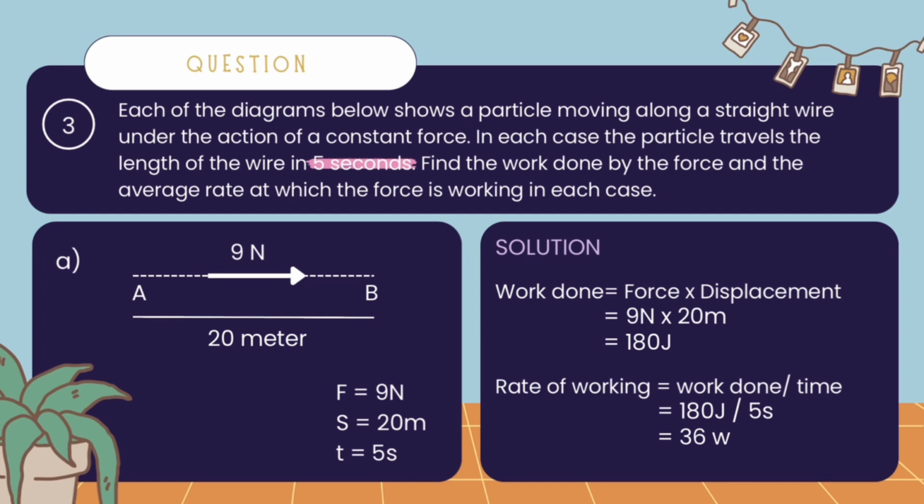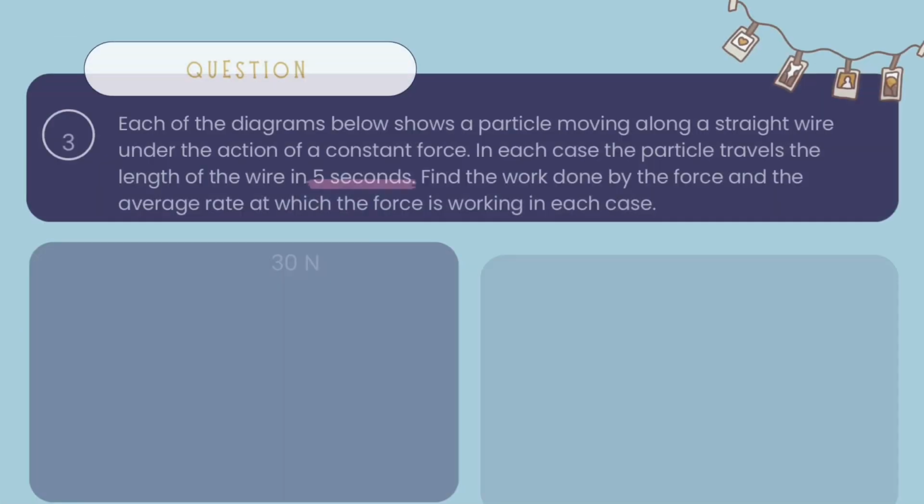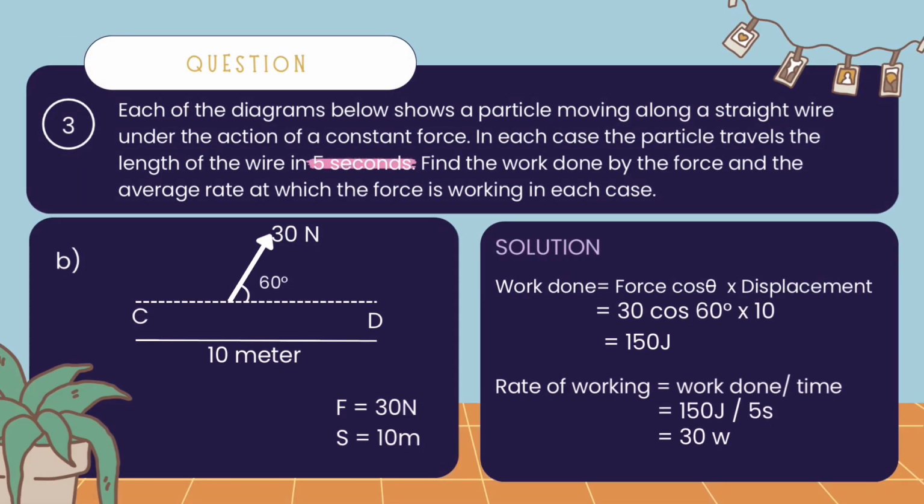For the solution, we can find the work done by multiplying the force with the displacement. So, 9 newtons multiplied by 20 meters is equal to 180 joules. And to find the rate of working, it equals work done divided by time. So, 180 joules divided by 5 seconds equals 36 watts. For question B, state the given values. Force equals 30 newtons, displacement equals 10 meters, and the angle is 60 degrees.